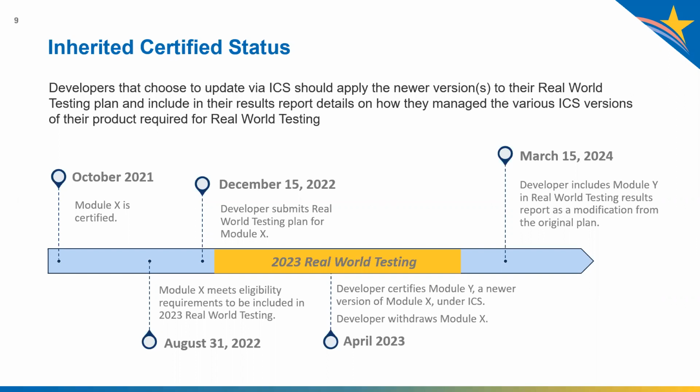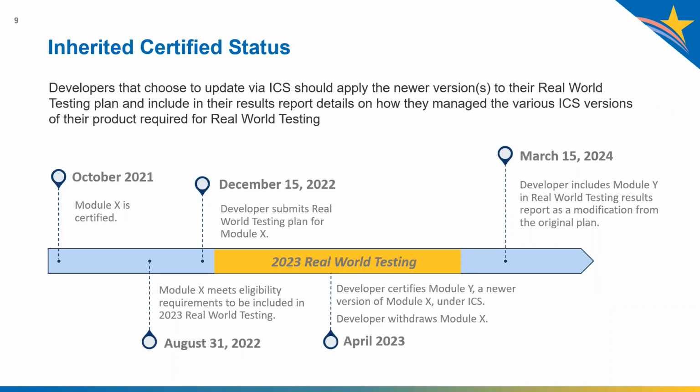Notice that October 2021 falls after the August 31st, 2021 deadline for modules to have been included in 2022 real world testing. So it was not in your 2022 plan, but as of August 31st, 2022, it was eligible because of the certification date. So it's been included in your 2023 real world testing plan that was submitted and made publicly available December 15th, 2022. Now we're in 2023 and you start to execute your 2023 real world testing plan, which includes Module X.